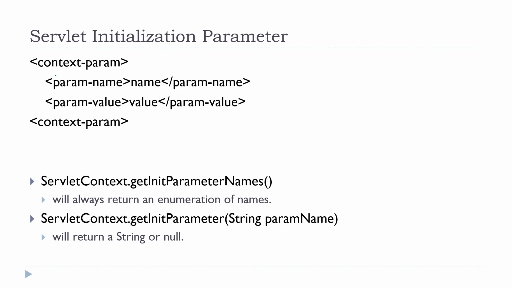Similarly, for the context parameters, the tag is context param, wherein we pass the parameter name and parameter value. And to get the parameter names, we can use the context object and then call the get init parameter names. And we can use the get init parameter and pass the parameter name to get the value. So it will return a string if there is a value, and if there is no value, then it will return null. It will not throw some exception. It will just return null.